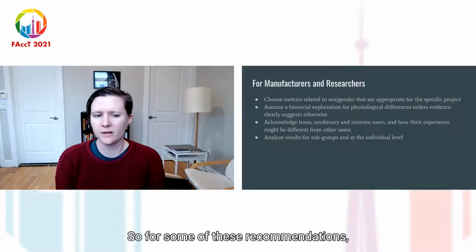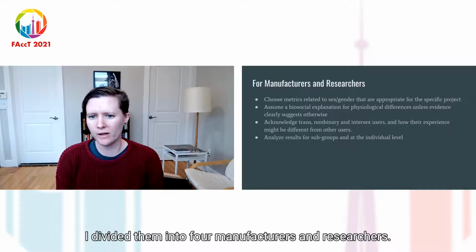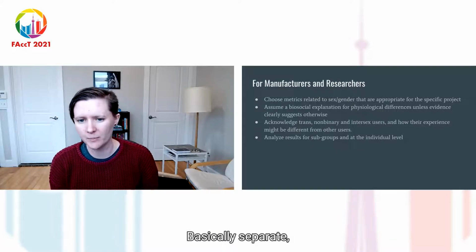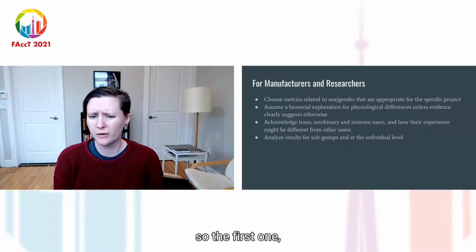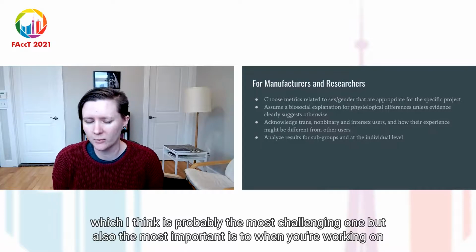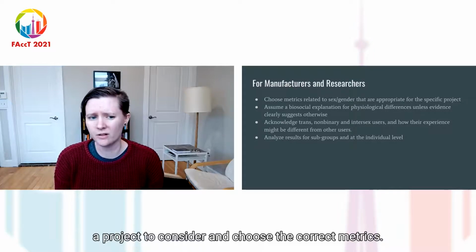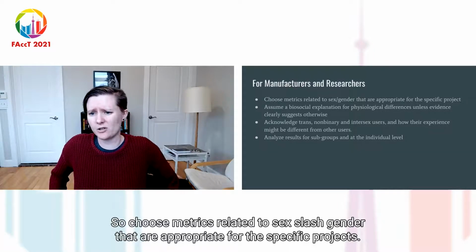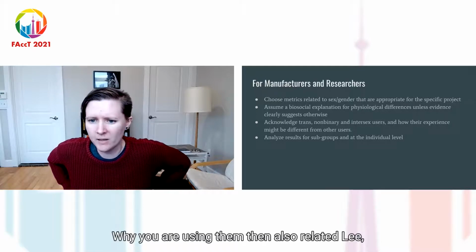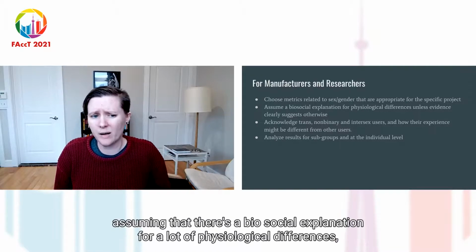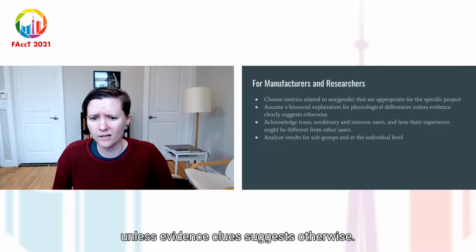Okay, so for some of these recommendations, I divided them into recommendations for manufacturers and researchers, basically separate, although of course these could both be the same groups of people. The first one, which I think is probably the most challenging one, but also the most important, is that when you're working on a project, to consider and choose the correct metrics. So choose metrics related to sex/gender that are appropriate for the specific project. So really taking time to interrogate which of these you are using, why you are using them, and then also, relatedly, assuming that there's a biosocial explanation for a lot of physiological differences unless evidence clearly suggests otherwise.